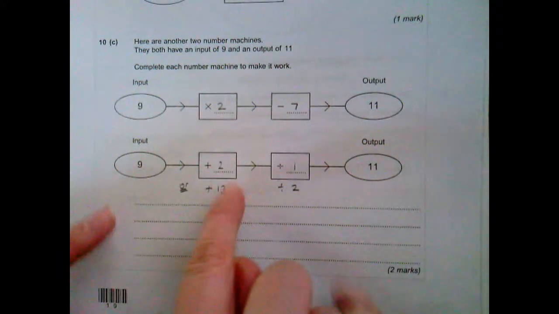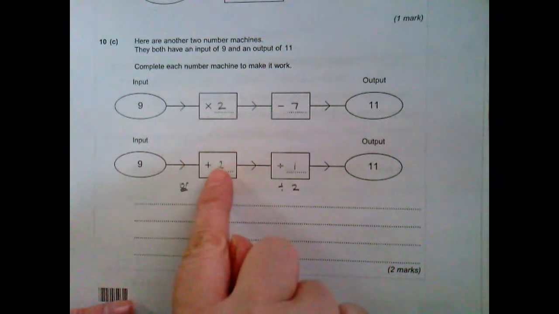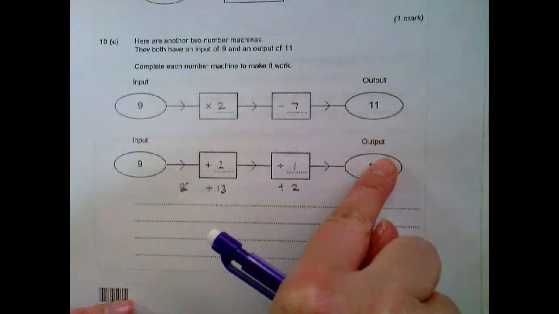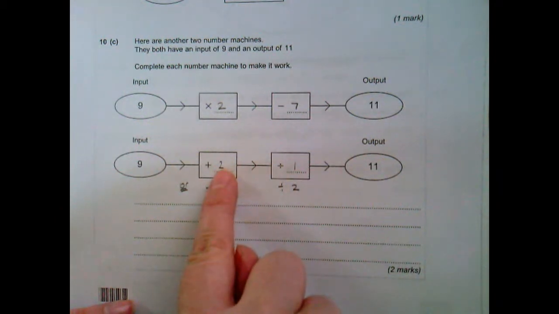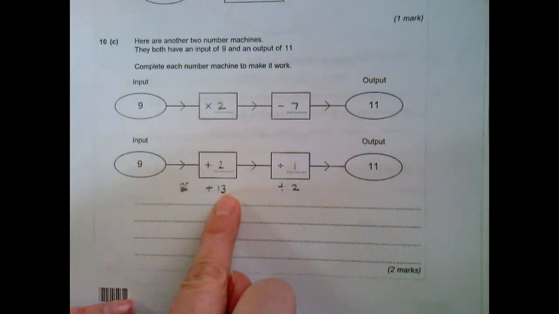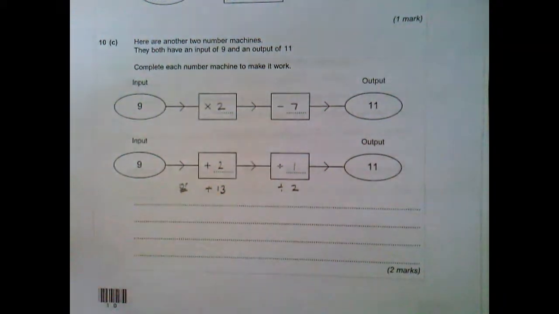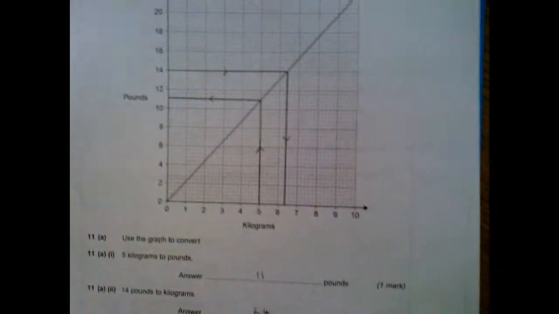Then 9 and 11 again, but we're adding and dividing this time. So you could do 9 plus 2 gets you 11, and then 11 divided by 1 gets you 11. But in previous years, I noticed most people didn't recognise that one, probably because they didn't know that 11 divided by 1 gets you 11. But anyway, you could do 9 plus 13 gets you 22, and then divide that by 2 would get you 11. From what I can remember, most people would have been doing it that way. So just a mark for each of those.